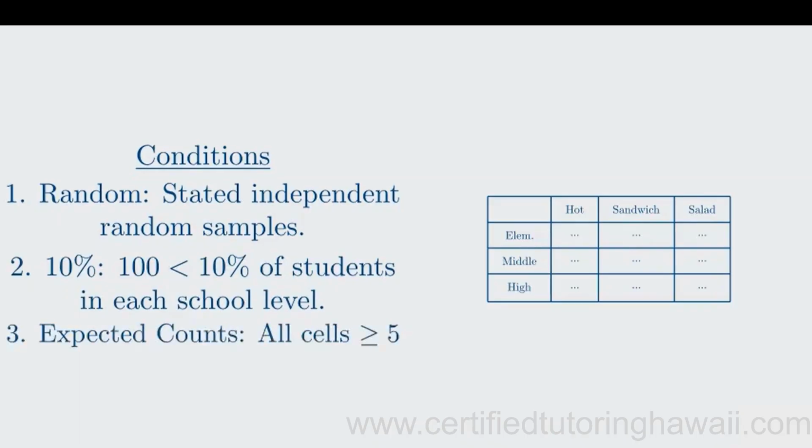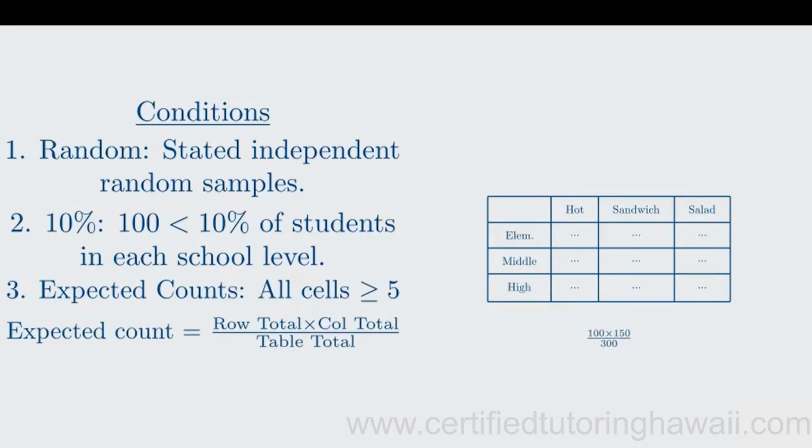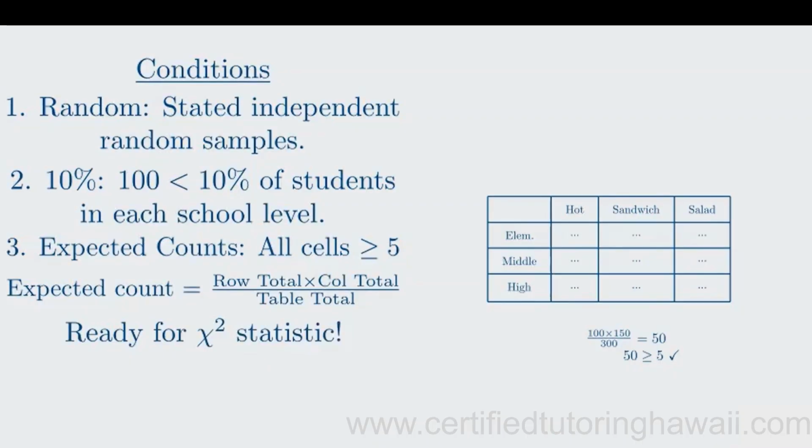Third, the expected counts condition. We calculate the expected count for each cell. For example, if 150 students total chose a hot meal, the expected count for elementary students choosing a hot meal would be 100 times 150 divided by the total of 300. Since 50 is greater than 5, this specific cell passes. We would repeat this for all 9 cells in the table. If all are 5 or higher, we are ready to calculate our chi-square statistic.